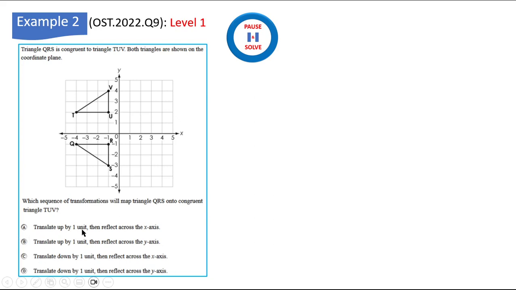Translate up 1 unit, then reflect across the x-axis. Translate up 1 unit, and then reflect across the y-axis. If you reflect this across the y-axis, it will be here. It will never be here. So that's not really an option. Here again, there is translate down 1 unit, then reflect across the y-axis. No, for sure these two are not good answers.